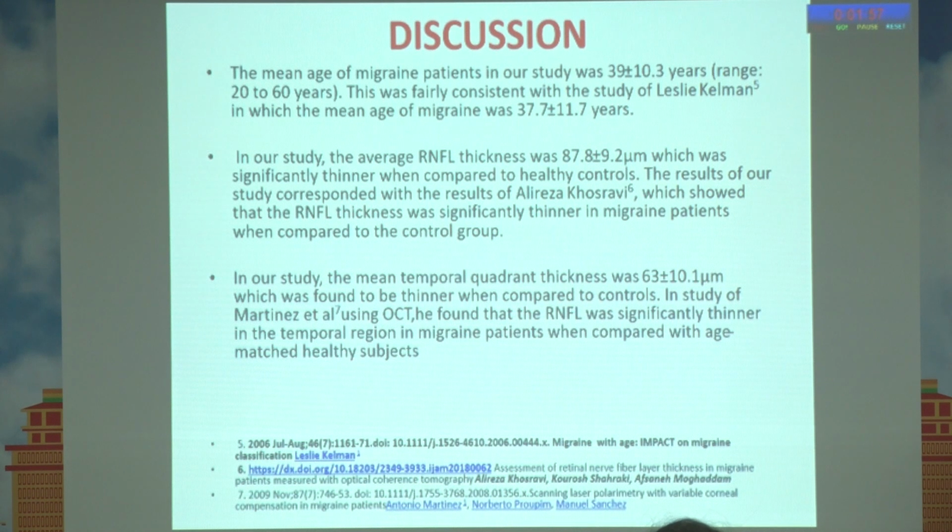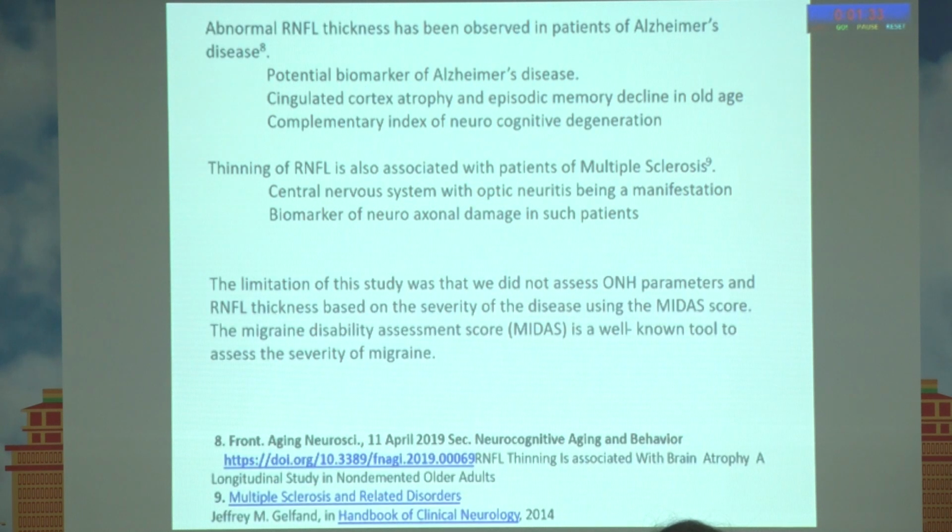The result of our study corresponded with the results of Elizabeth Khosravi, which showed that RNFL thickness was significantly thinner in migraine patients when compared to the control group. In our study, the mean temporal quadrant thickness was 63 plus minus 10.1, which was found to be thinner when compared to controls. In the study of Martinez et al. using OCT, he found that the RNFL was significantly thinner in the temporal region in migraine patients when compared with age-matched healthy subjects. Abnormal RNFL thickness has been observed in patients of Alzheimer's disease.